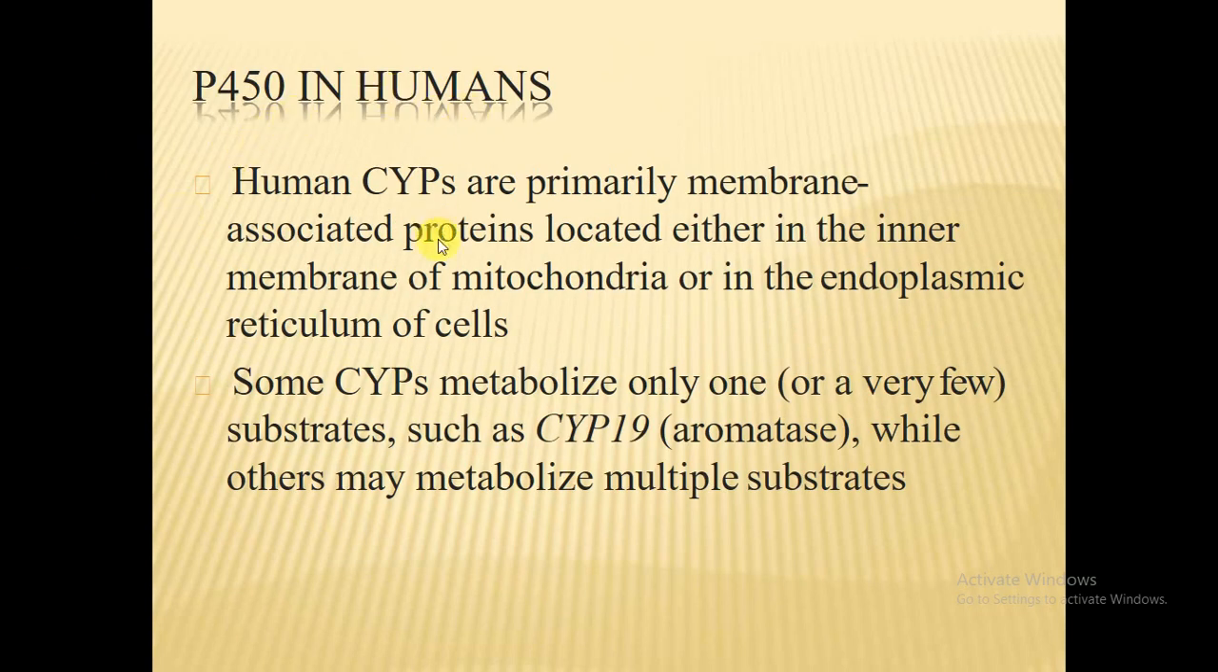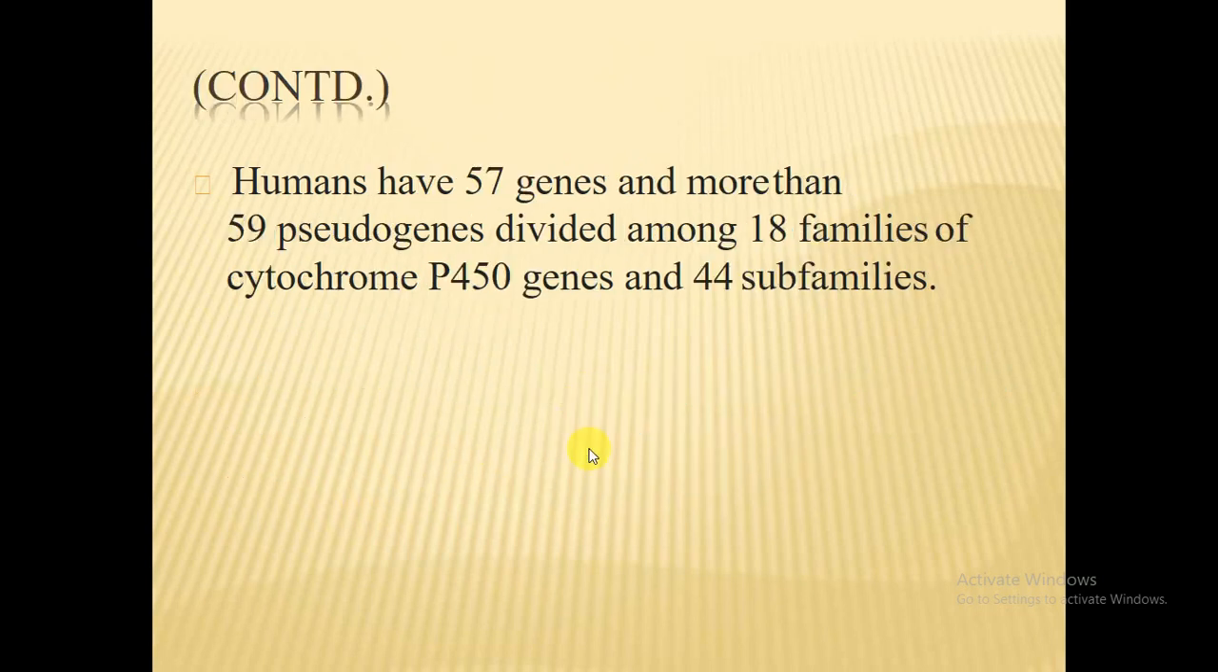P450 in humans. Human cytochrome P450 enzymes are primarily membrane-associated proteins located either in the inner membrane of mitochondria or in the endoplasmic reticulum of cells. Some cytochromes metabolize only one or a few substrates, such as CYP19 aromatase, while others may metabolize multiple substrates.